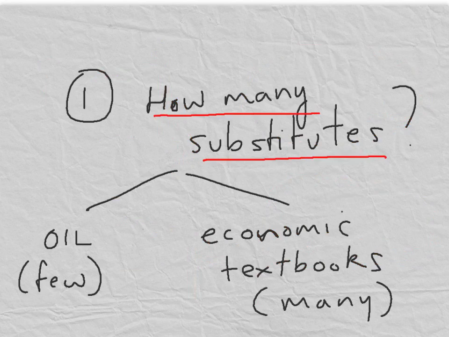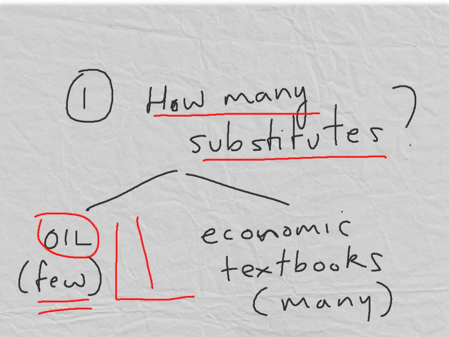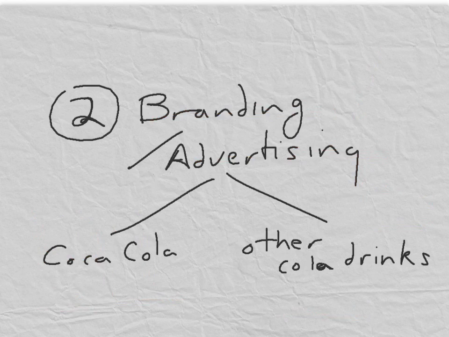of a product. If we consider oil as a source of energy, there are very few substitutes to oil, and therefore the demand curve of oil is very price inelastic. On the other hand, economics textbooks have many substitutes. There are many authors writing economic textbooks, and so the demand curve for any particular economics textbook may be expected to be much more elastic. So the number of substitutes is an important factor in deciding the price elasticity of demand for a product.